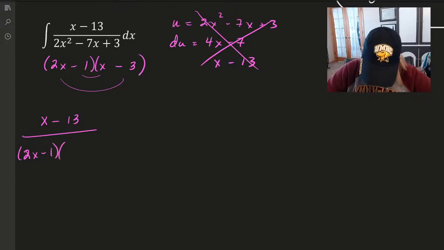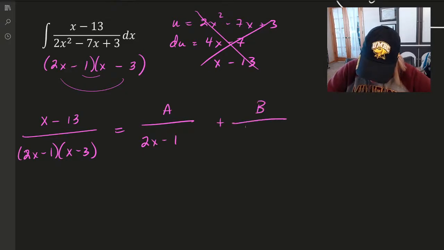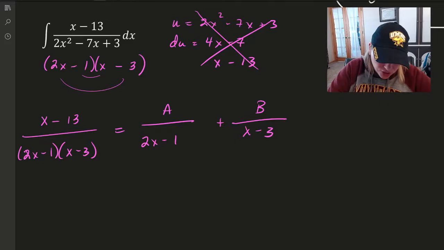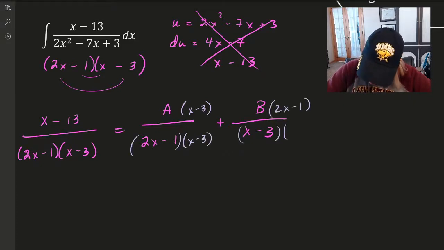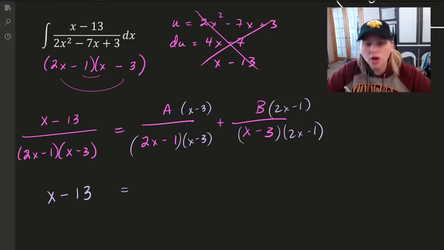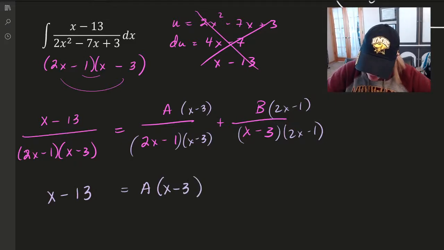So now I'm going to set up my partial fraction decomposition. 2x minus 1 times x minus 3 is equivalent to a over 2x minus 1 plus some b over x minus 3. My next job is to get my common denominator. So I'm going to multiply here by x minus 3, and 2x minus 1. Then I'm going to skip right to the part where I take the numerators and set them equal to each other, because I know I'm going to have the same denominator. So I'll have a times x minus 3 plus b times 2x minus 1.